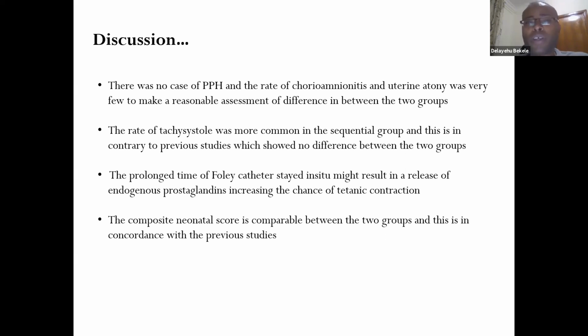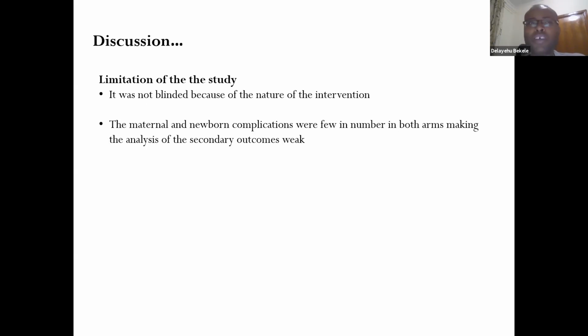And the prolonged time the Foley catheter stayed in situ might result in a release of endogenous prostaglandins, increasing the chance of tetanic contraction, and this might explain the higher tetanic contraction or hyperstimulation in the sequential group. And the composite neonatal score was comparable between the two groups, and this is in concordance with the previous RCTs.